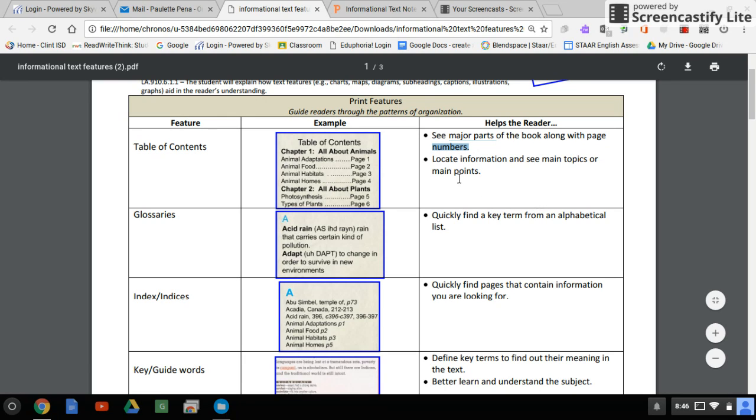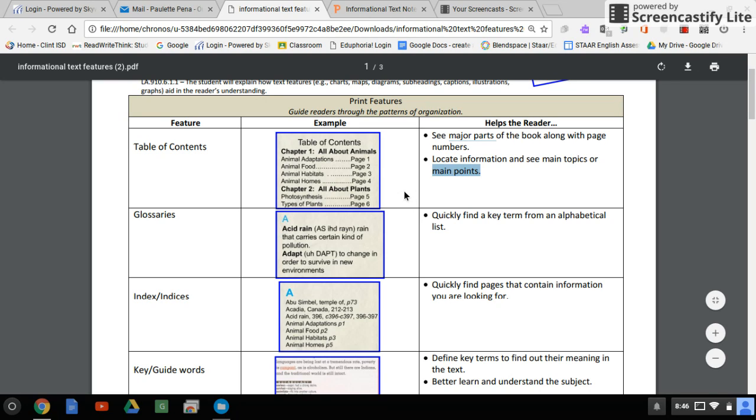The next one, locate information and see main topics or main points. Highlight, locate information. How does the table of contents help you? It helps you locate information. What information? Main topics and or main points. Highlight all of those, please.